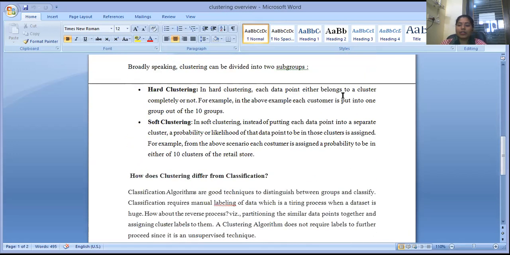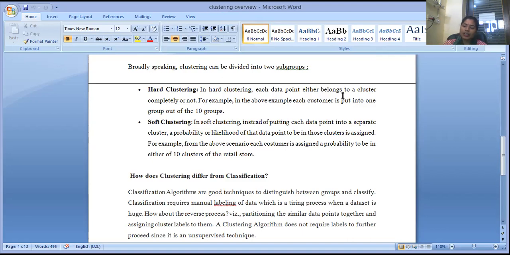So now, if we talk about the types of clustering, what are the types of clustering? There are two types of clustering: hard clustering and soft clustering. In hard clustering, each point either belongs to a cluster completely or not. For example, in the above example, each customer is put into one group of the 10 groups. Clear? So in soft clustering, instead of putting each data point into a separate cluster, a probability or likelihood of that data point being in those clusters is assigned. In the above scenario, each customer is assigned a probability of being in each of the 10 clusters or retail stores.